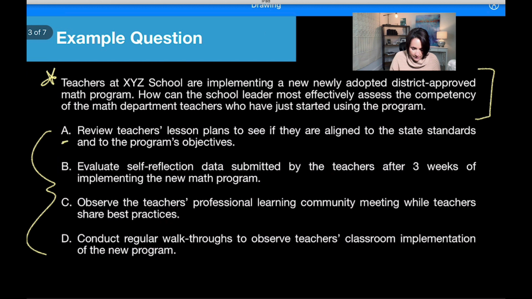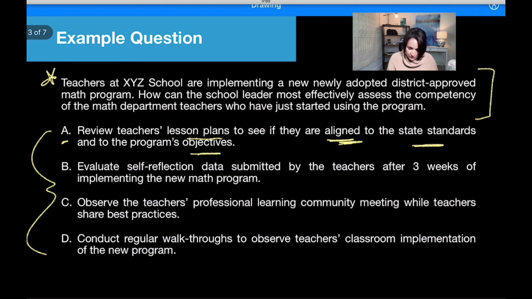So let's go with A. Review teachers' lesson plans to see if they are aligned to the state standards and the program's objectives. Okay, so I think lesson plans is a good word, alignment is a good word, state standards is a good word, and objectives is a good word. Remember, we always want to be on the lookout for those good words in the answer choices. We always want to look for words like aligned to the state standards and things meeting programs' objectives. Those things are good words in an answer choice. So I'm going to keep A.